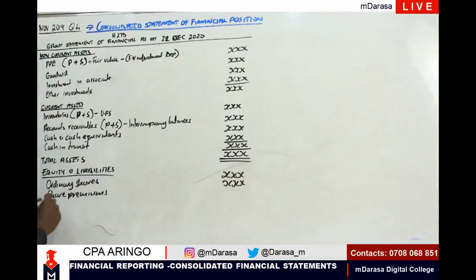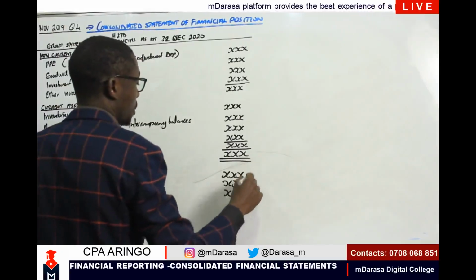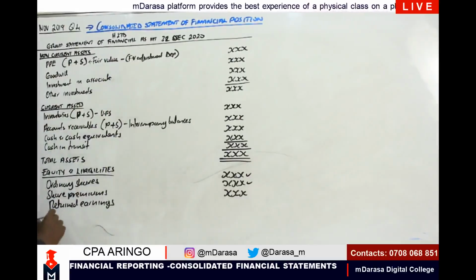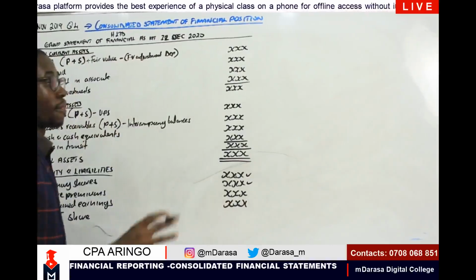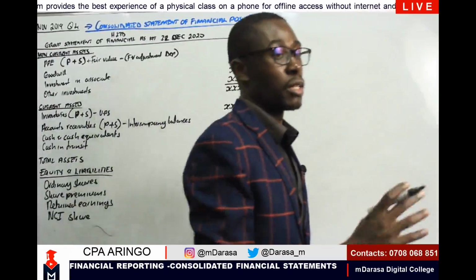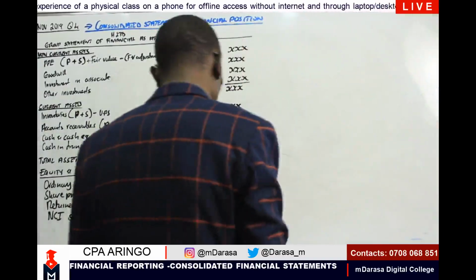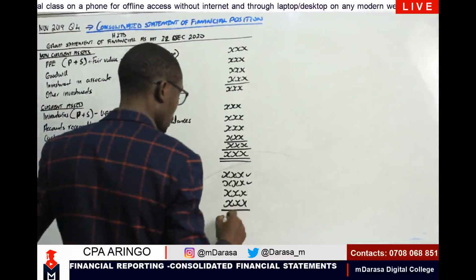Then the other component is retained earnings. For retained earnings, of course, you will have to calculate. This one is direct, but retained earnings you'll have to calculate. Then the NCI share, also that one you'll have to calculate. That is what you're talking about: the items to be disclosed in the statement of financial position. The moment you have that, that should give us our total equity.